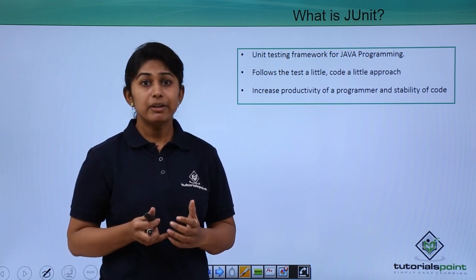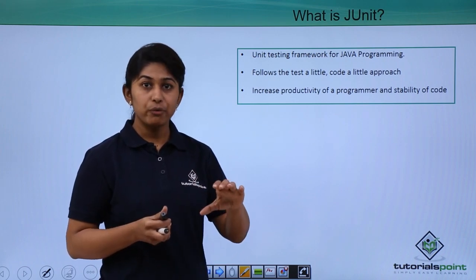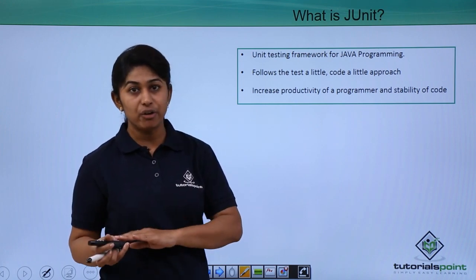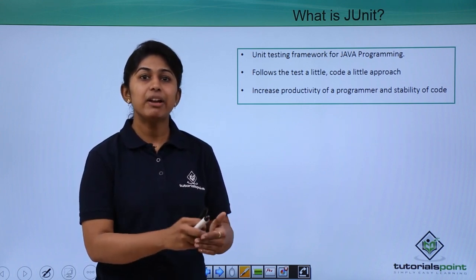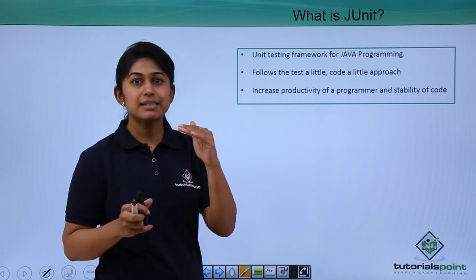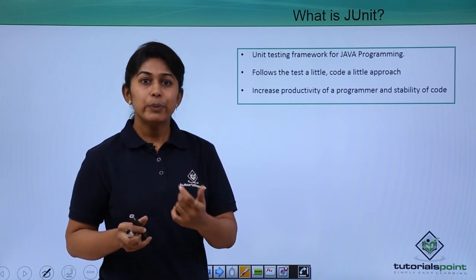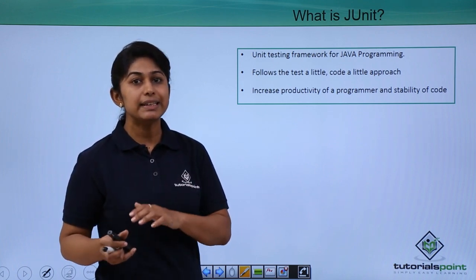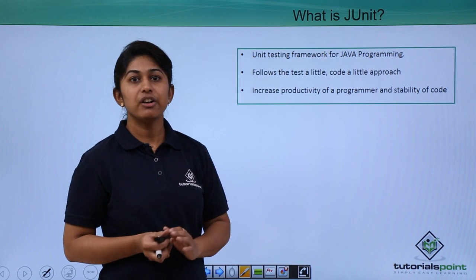Whenever a developer develops any program or application, he or she will develop a sample of code first, and then test whether the sample of code is working fine or not. After testing that it is working fine, again he or she will develop another part of code and again test the same. So in this test a little, code a little approach, each portion of the program is tested whether it works fine or not. Using this approach, JUnit does the unit testing which increases the stability of code. So this is the introduction of JUnit.